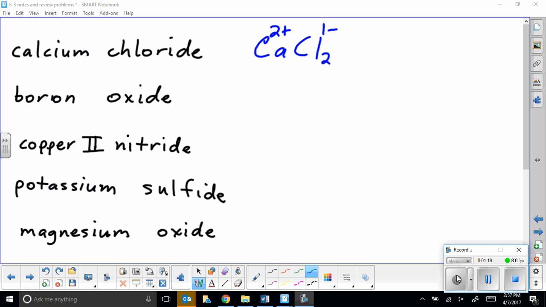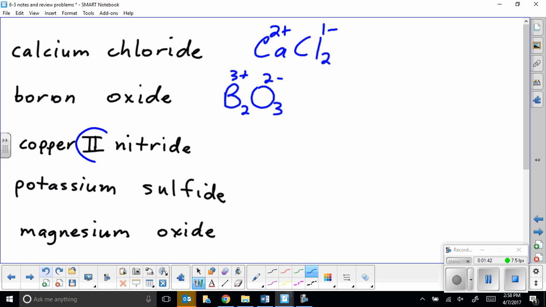Next one, boron oxide. Boron, write the symbol. Oxygen, write the symbol. Remember, leave a little bit of space in here for possible subscripts. So I'm going to write that again. Boron, I look up, is a 3+ oxidation number. The oxidation number of oxygen is a 2-. I crisscross both of those down and get B2O3.